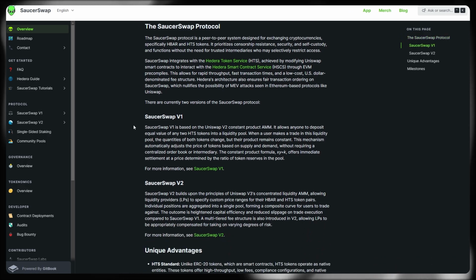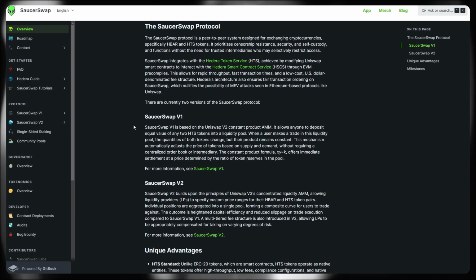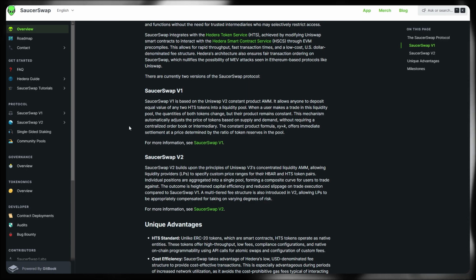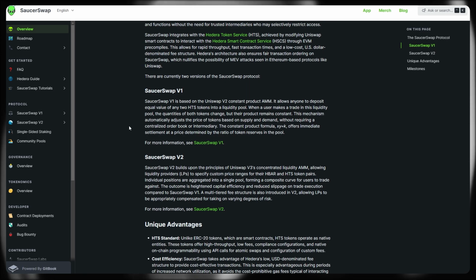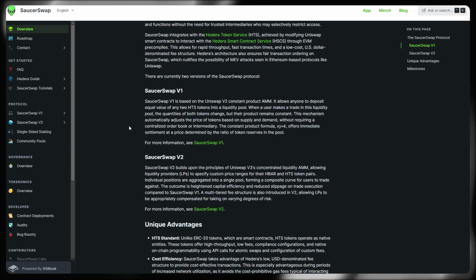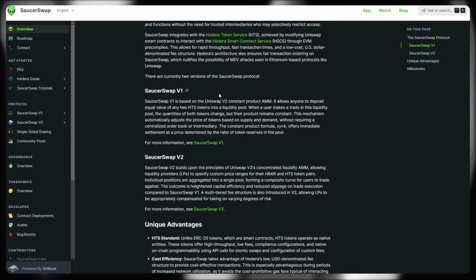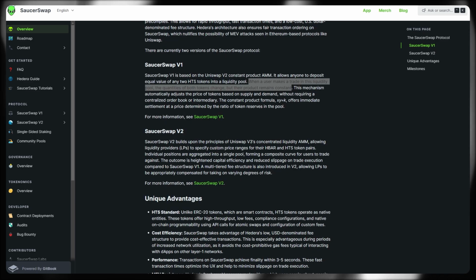SaucerSwap v1 then is based on the Uniswap v2 constant product AMM, which enables anyone to deposit equal value of two HTS tokens, i.e. Hedera-based tokens, into a liquidity protocol. I'm sure many of you are familiar. If you aren't familiar with AMMs, I do have a dedicated video looking at SaucerSwap v1 and how to provide liquidity, etc., the benefits and drawbacks of liquidity farming and what effectively you're doing when you're supplying these two different tokens. I'll leave that link down in the description. I did that quite a while ago. But of course, we're looking at AMMs versus CLMMs.